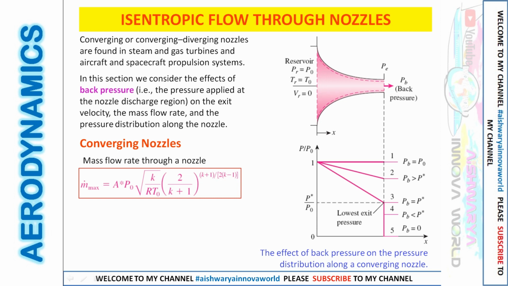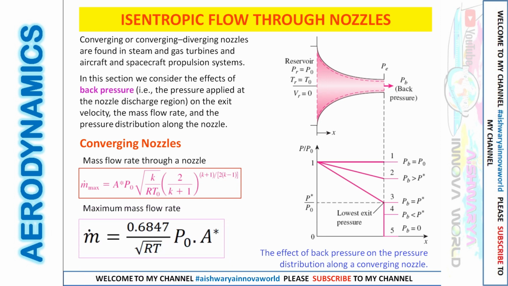You have to remember this formula: m dot equals 0.6847 by root over RT, times P naught into A star. This value is only applicable when the gamma value is 1.4, that is, when you are considering air. It's very important: P naught is the chamber pressure, A star is the area of the throat, R you know, T is the temperature. Otherwise you have to remember this formula.